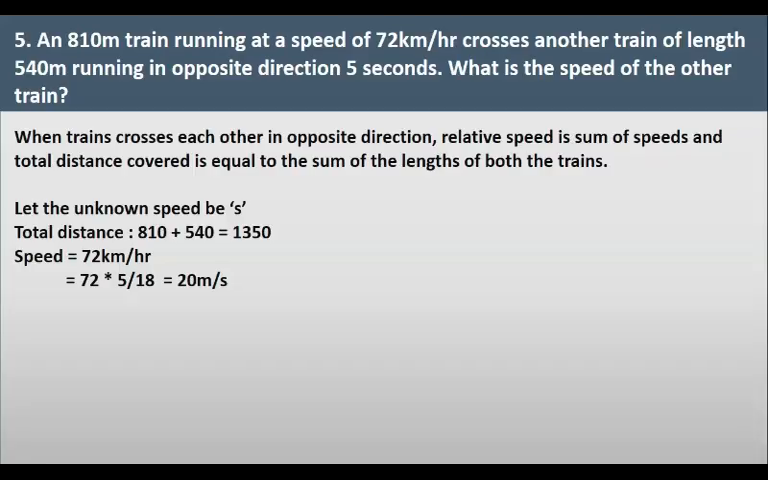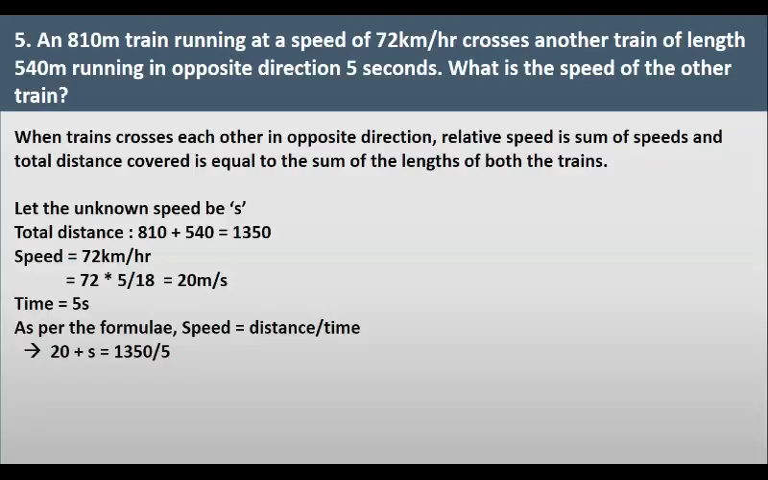Now getting back to the formula, we have speed is equal to distance by time. In our case, the speeds add up because the trains are moving in opposite directions. So the speed would be 20 plus S and the distance would be equal to the sum of the lengths of both the trains, which is 1350. And the time is given as 5 seconds. Substituting these values into the formula, we get 20 plus S is equal to 1350 divided by 5.